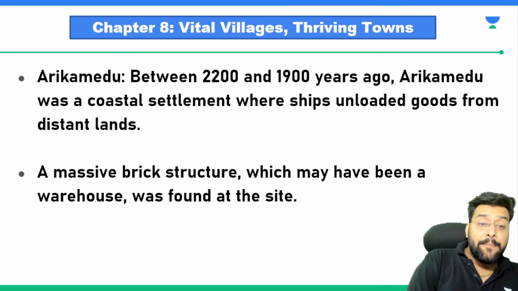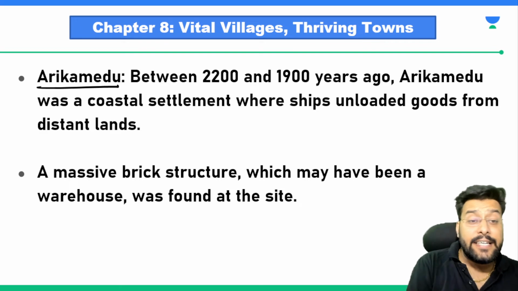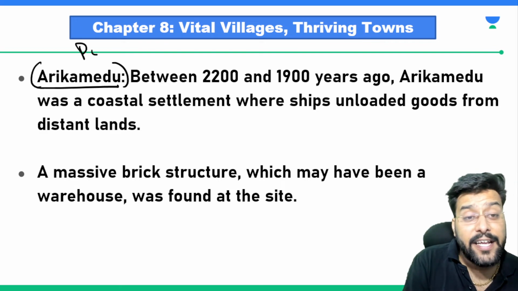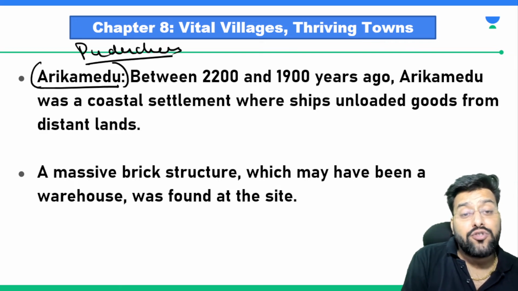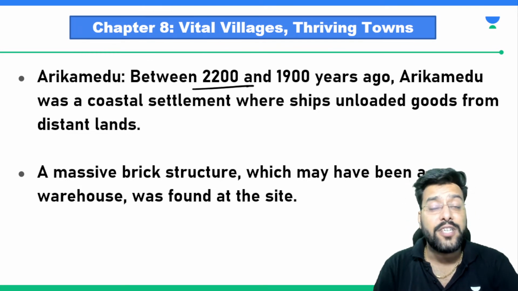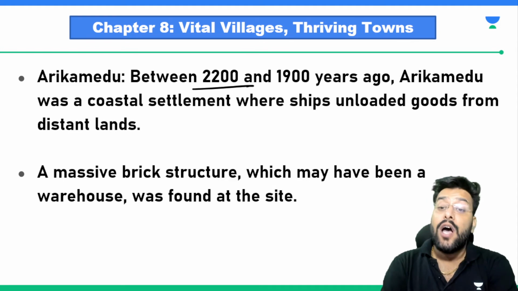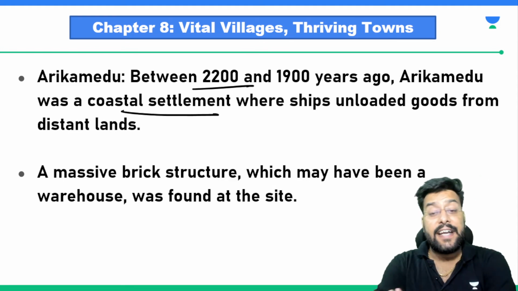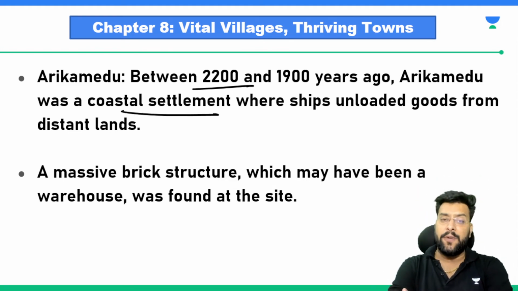Then there was an important coastal settlement by the name Arikamedu. It is present day Puducherry. So Puducherry, its ancient name was Arikamedu. Between 2200 and 1900 years ago, Arikamedu was a coastal settlement where ships unloaded goods from distant lands.